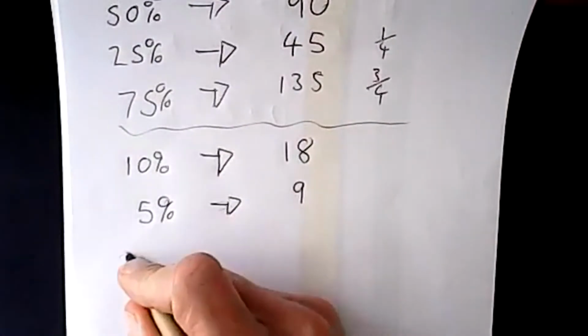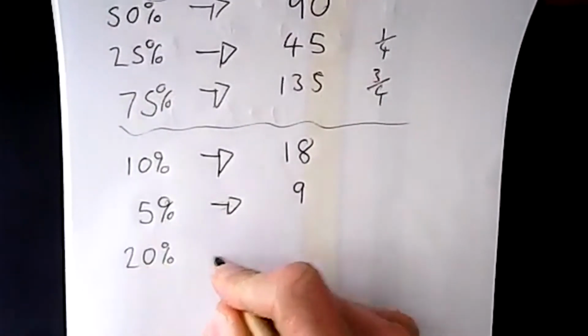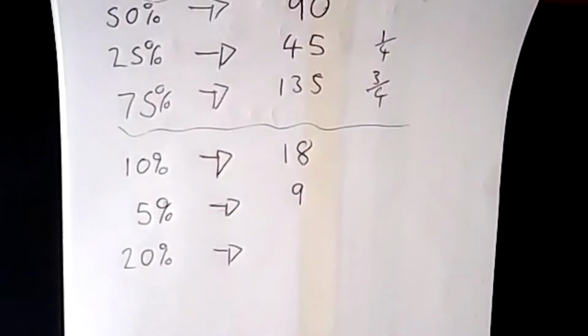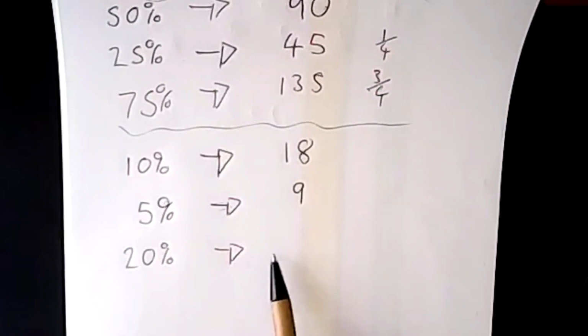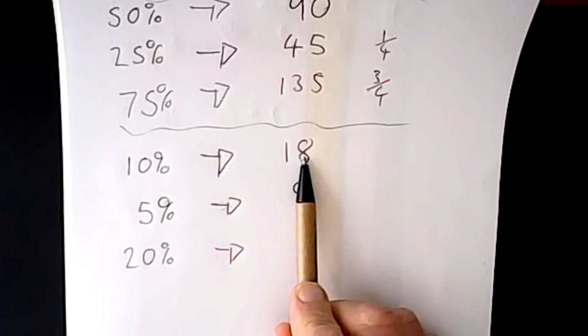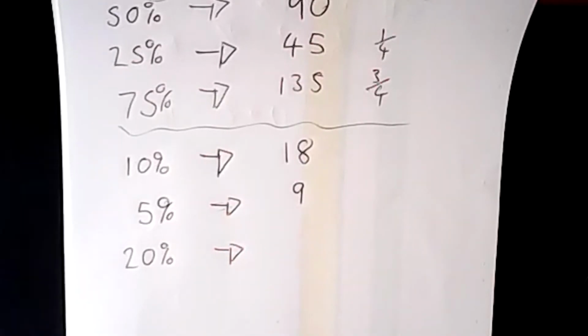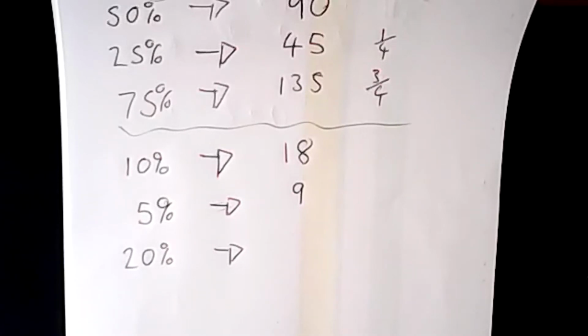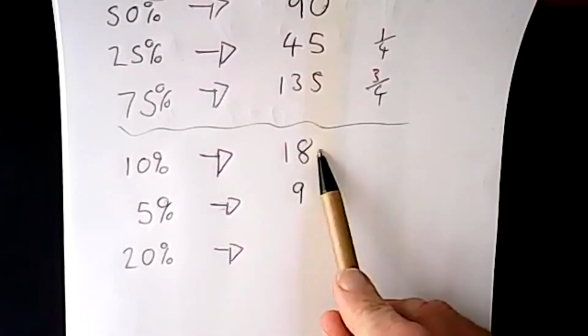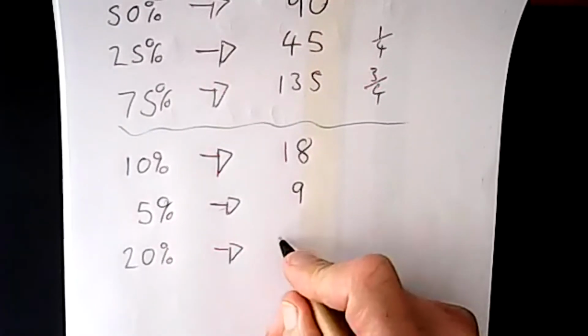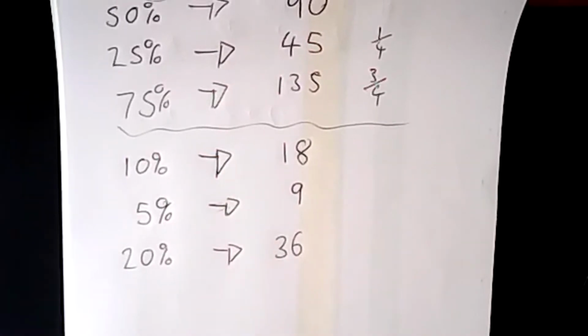Then 20%. Okay, so we go back to our 10% there. All right, somebody's just sent me a thumbs up. Keep them coming, folks. I need more thumbs ups. Okay. Well done, all those people getting 18. Brilliant. So 9 there. So 20% is double the 10%. So that's going to be 36.